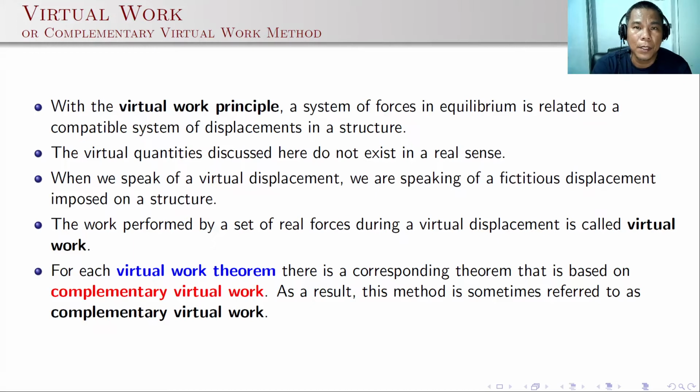With the virtual work principle, a system of forces in equilibrium is related to a compatible system of displacements in a structure. The virtual quantities discussed here do not exist in the real sense. When we speak of a virtual displacement, we are speaking of a fictitious displacement imposed on a structure. The work performed by a set of real forces during a virtual displacement is called virtual work. For the virtual work theorem, there is a corresponding theorem that is based on complementary virtual work. As a result, this method is sometimes referred to as complementary virtual work.